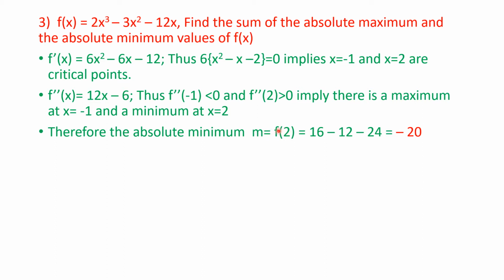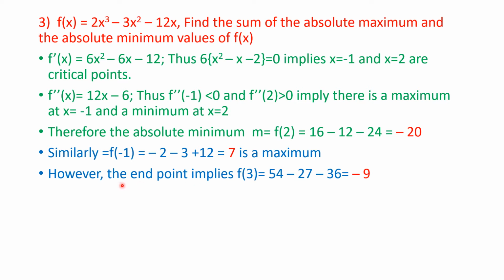So f of 2 will be equal to 16 minus 12 minus 24, which will give us negative 20. We'll do the same for f of negative 1. That's going to give us negative 2 minus 3 plus 12, and that's equal to positive 7, and that is the maximum. However, the endpoints imply that f of 3 will be equal to 54 minus 27 minus 36, and that will give us 9.